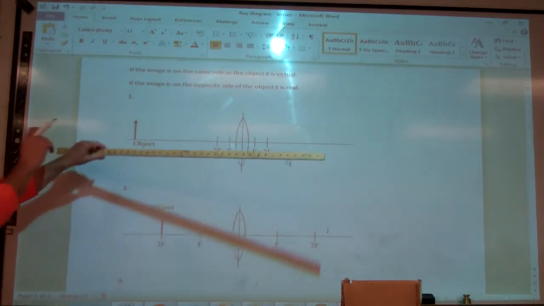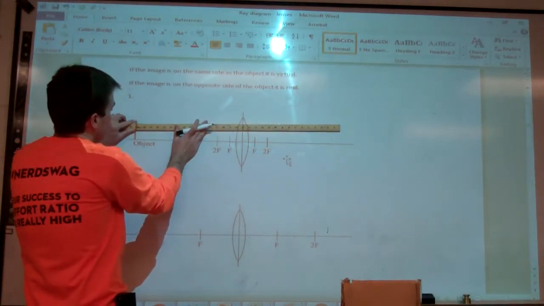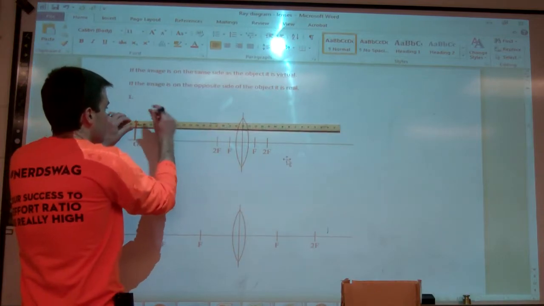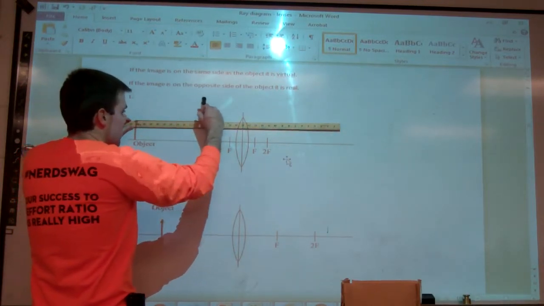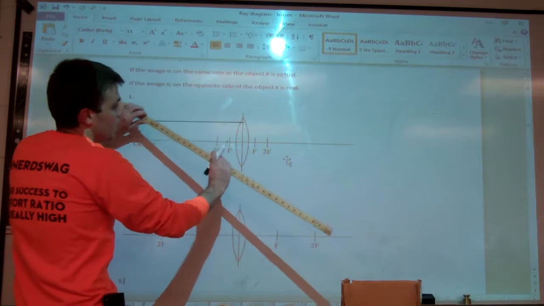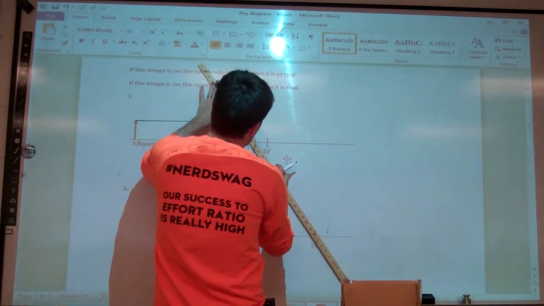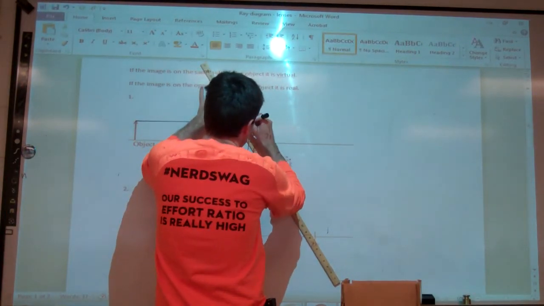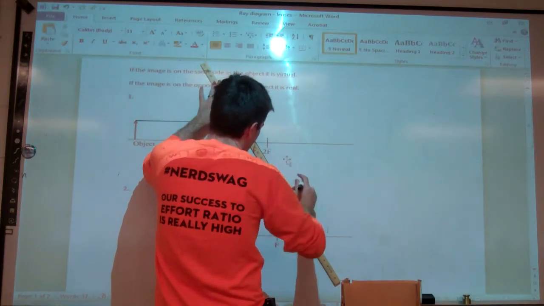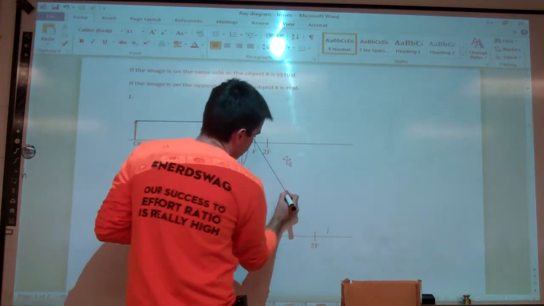Okay. So for this one, the first one we'll draw parallel, and then through the focal point. Does it go all the way to the center line? Goes all the way to the center line. I do a great job drawing that.